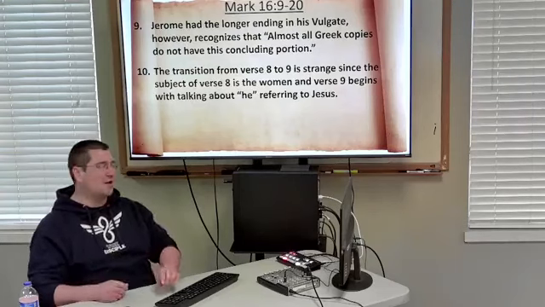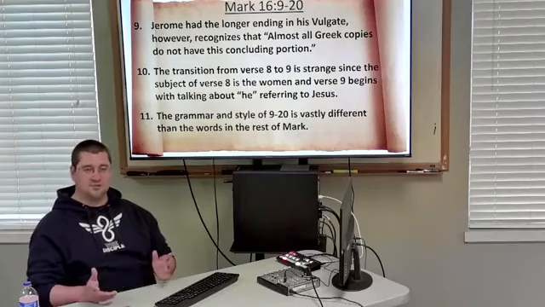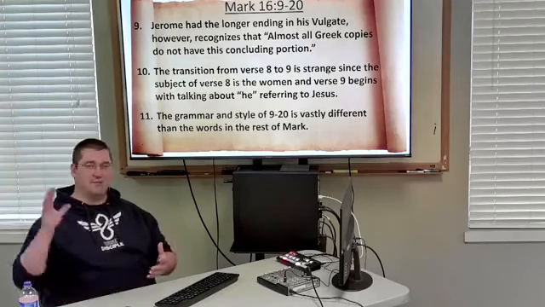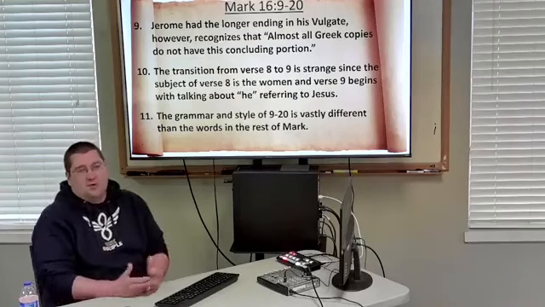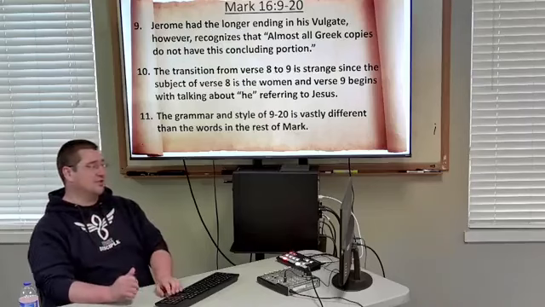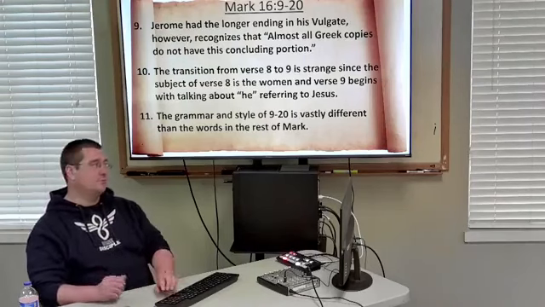And finally, the grammar and style of verses 9 through 20 is vastly different than the words in the rest of Mark. So people in this field, this is kind of above my pay grade, but people that are looking at things like syntax and the words that Mark is using, there's some internal evidence that could strongly suggest that Mark didn't write this also. So there's 11 reasons I just listed that the longer ending of Mark is most likely not original to the New Testament.